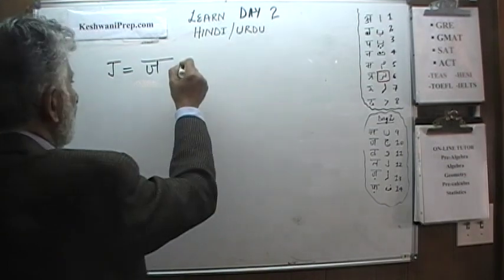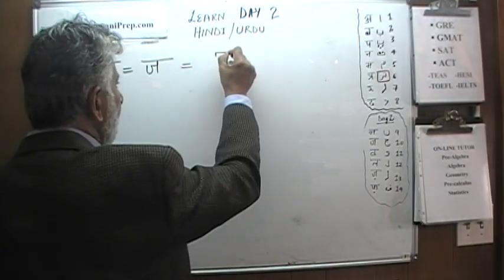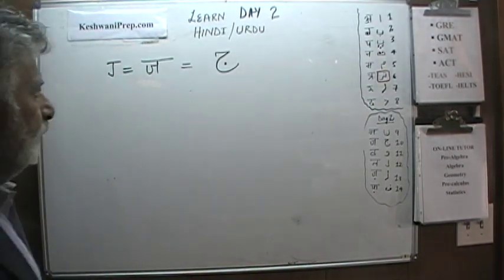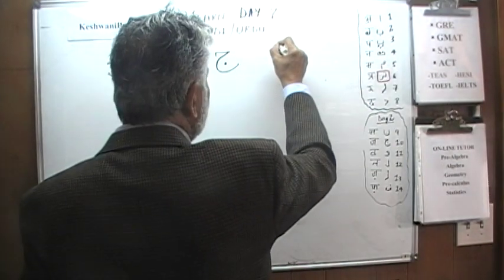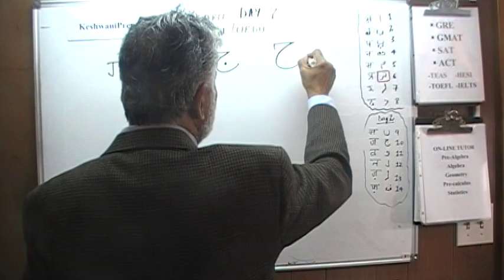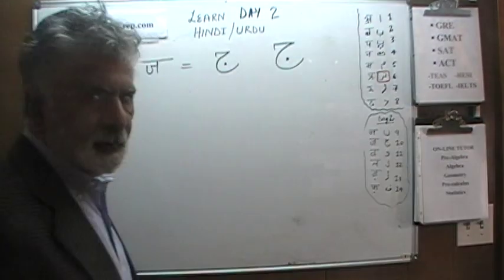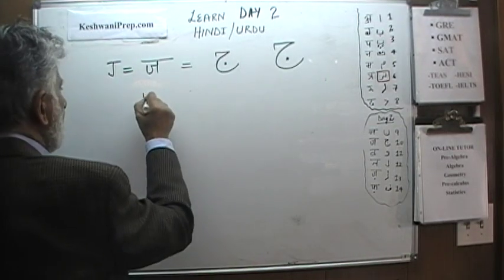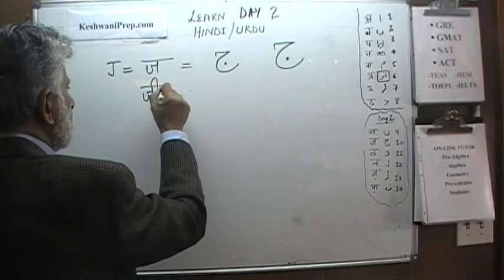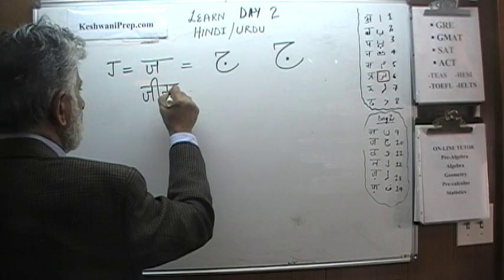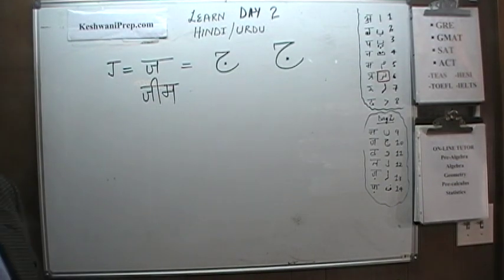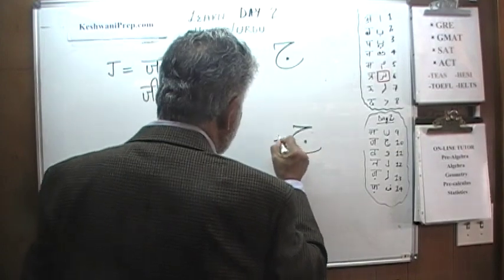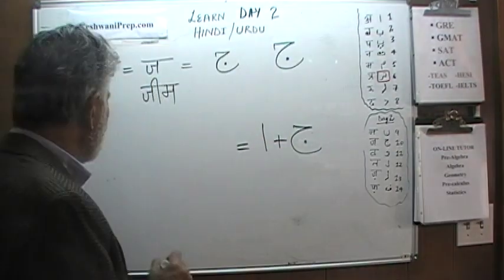And in Urdu, it looks like this. Pay attention. Like that, and then tummy. One more time. Like this, straight line, and then circle, and then a dot inside it, in the tummy. And it's called jeem. Now when jeem joins the alif, of course it's going to become ja.